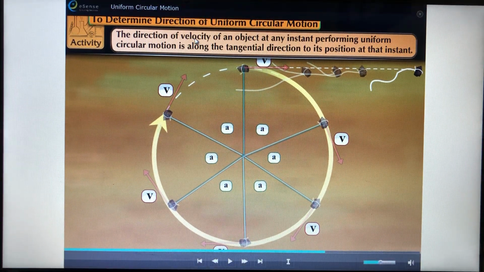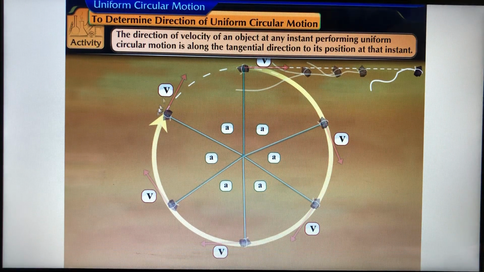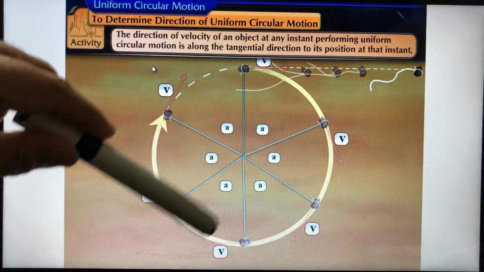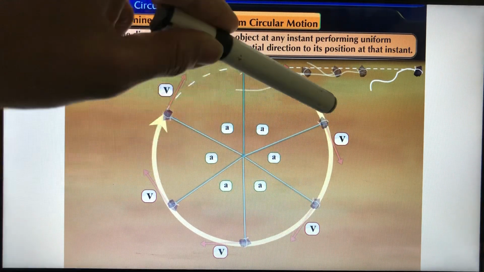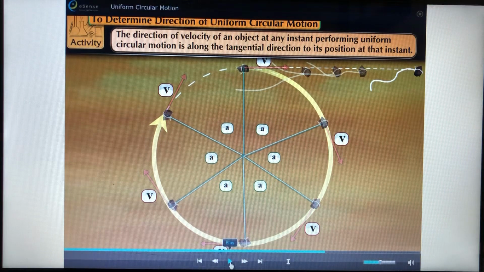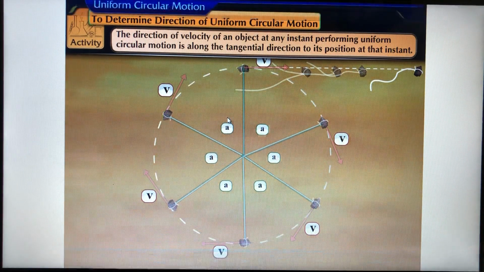The direction of the velocity of an object, that is the stone, at any instant performing uniform circular motion is along the tangential direction of its position at that instant. Look, at each place here it is 90 degrees, and here it is 90 degrees like this. Two examples are given, so it is known as the tangent. The third is also given here at 90 degrees, the fourth is also 90 degrees, and here also 90 degrees. So it moves in this direction, that is, in the direction of the tangent.